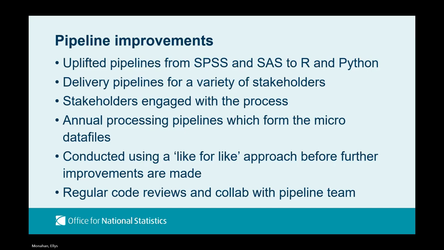And then conducted using a like-for-like approach before further improvements are made. So that means we're doing just a straight uplift to make sure that we can compare the outputs and conduct robust user acceptance testing when we're implementing the pipelines. And then once we've done that, we start having regular code reviews and collaborations with the pipeline team on where improvements can be made. Next slide, please.